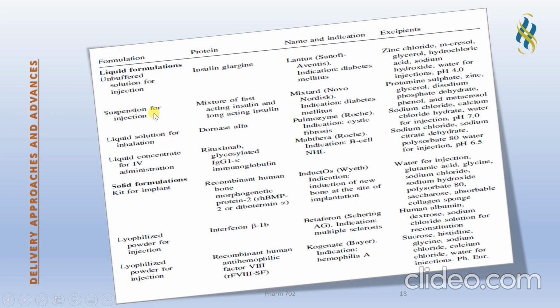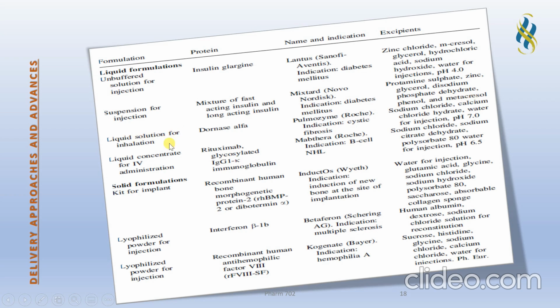The suspension for injection includes a protein which is a mixture of fast-acting insulin and long-acting insulin. It is available as Mixtard by Novo Nordisk and indicated for the treatment of diabetes mellitus. The excipients include protamine sulfate, zinc, glycerol, disodium phosphate dihydrate, phenol, and metacresol.